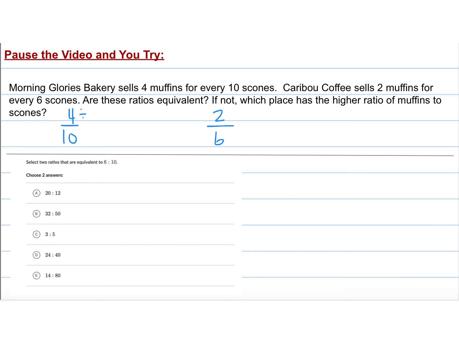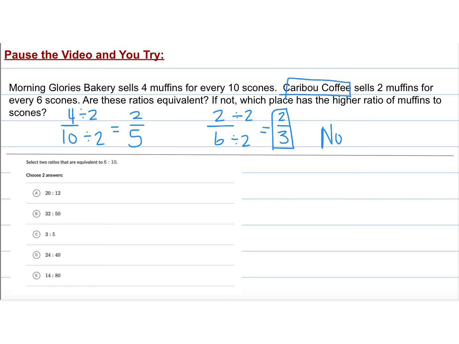So I'm going to divide the top and bottom by 2, which would be 2/5. This one, they can both be divided by 2, which is 2/3. Now that they're both in simplest form, we can see that they are not equivalent. 2/5 is not equivalent to 2/3, so no, they are not equivalent ratios. Which one has the higher ratio? So the bigger fraction would be this one, which is Caribou Coffee.